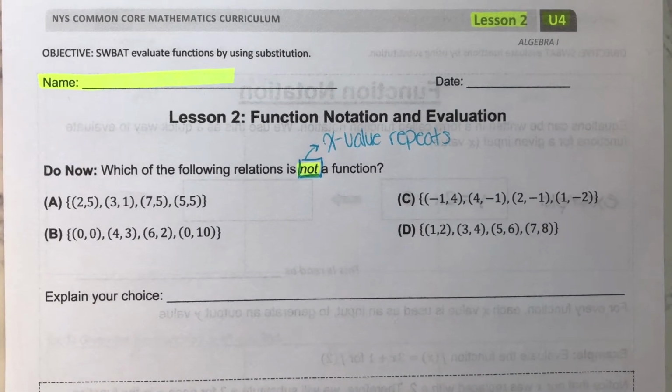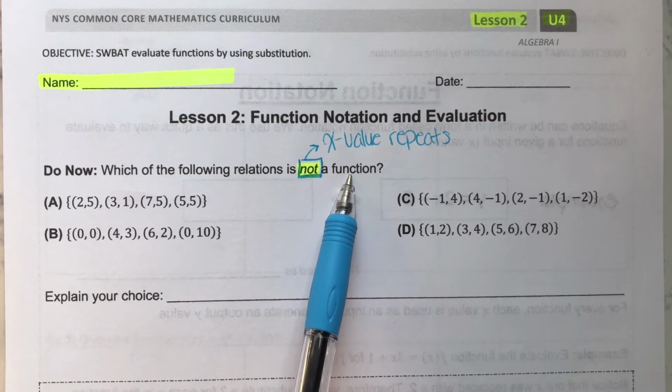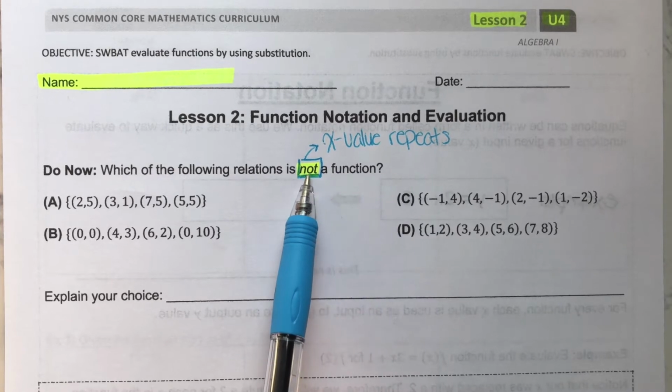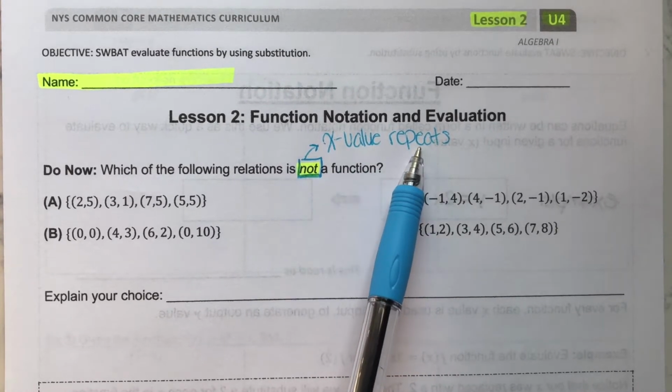As I read the do now, it says, which of the following relations is not a function? Anytime I see that keyword not, I like to highlight it or box it out to remind myself I'm looking for what is not the answer. If something is a function, that means that none of the x values repeat. So if I'm looking for something that is not a function, that means I will see x values that repeat.